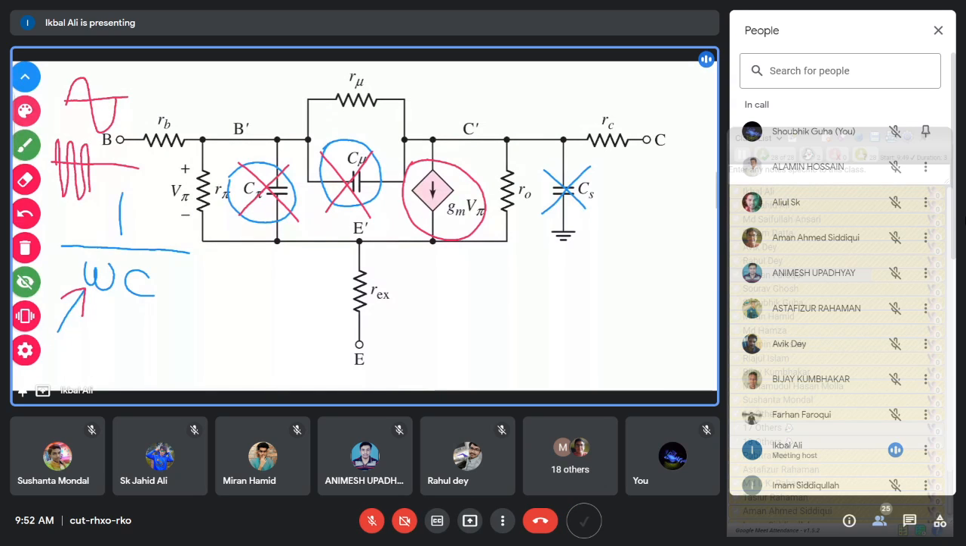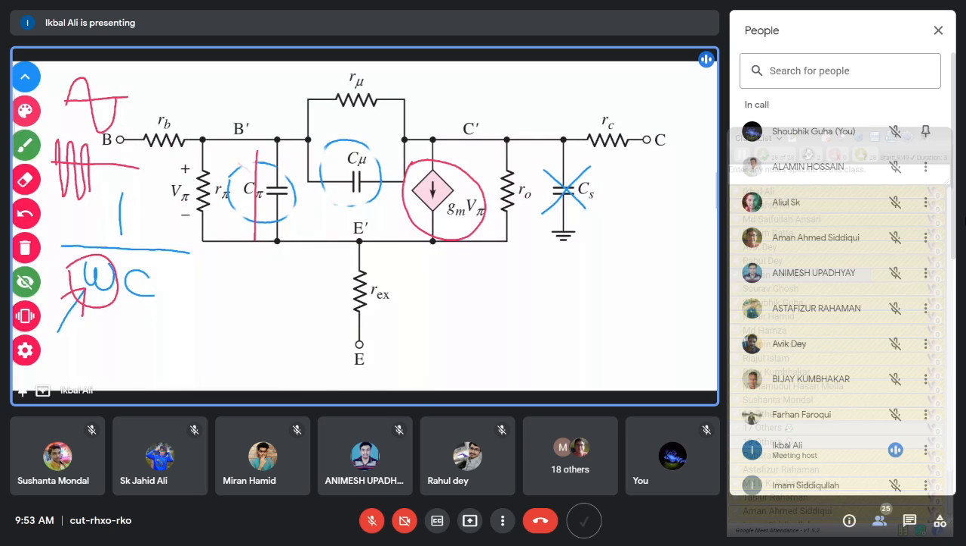If the frequency of the input signal to the transistor is very high, then what happens? This omega is very high, so 1 by omega C will be very low. So the impedance of these two capacitors will be very low. Then these two capacitors will conduct a healthy amount of current. So for the high frequency, these two capacitors now take part in the circuit and carry current.